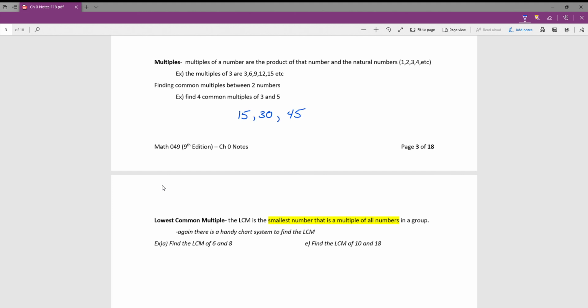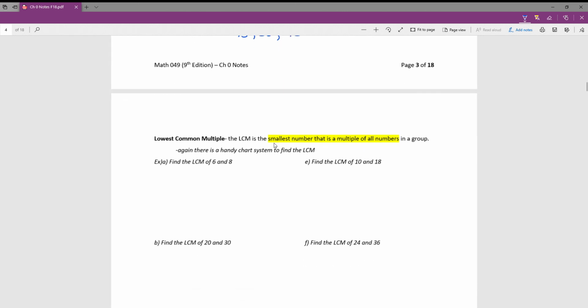Now, you can find common multiples, and they just get huge, but what's usually of interest to us is the lowest common multiple. So that's where we're going to go next, the lowest common multiple. And this is something that is used in the next section of chapter 0, sometimes known as the F word in math, fractions. And so lowest common multiple is the smallest multiple of any group of numbers.